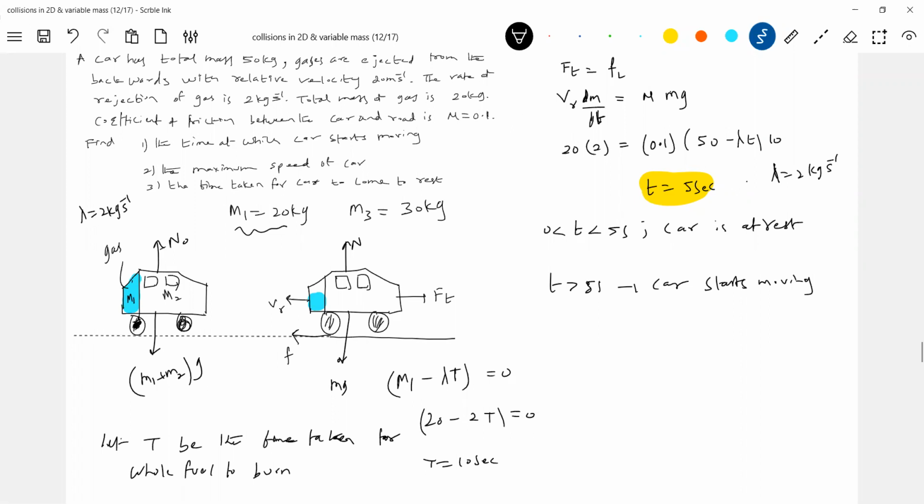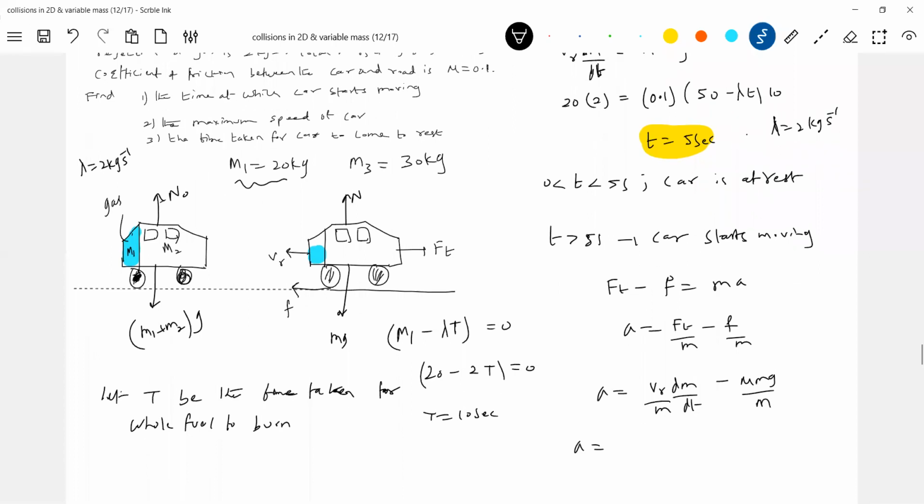So let's write now the equation. Ft minus F equal to ma. What is Ft? Thrust force. And what is the acceleration? Ft by m minus F by m. Thrust force is Vr dm by dt, divided by m, minus F by m. What is F? F should be equal to mu mg. I'm making the problem a little bit simple by assuming things. So this will be Vr dm by dt.